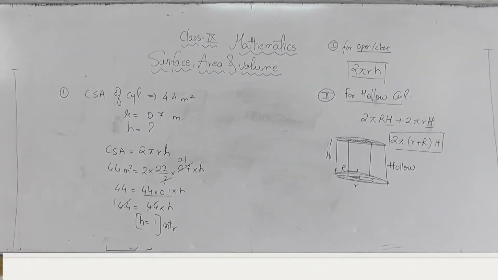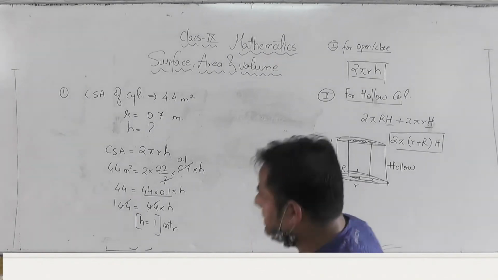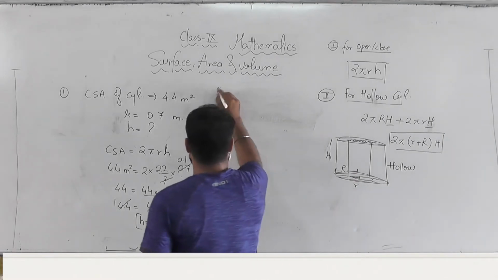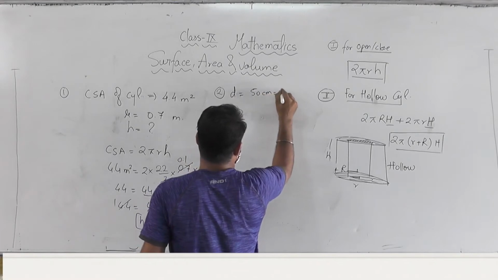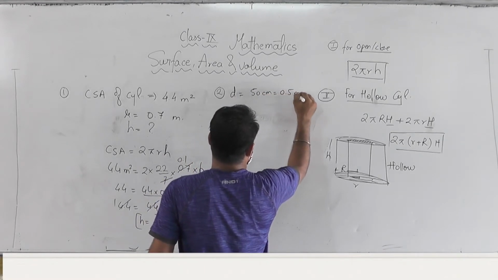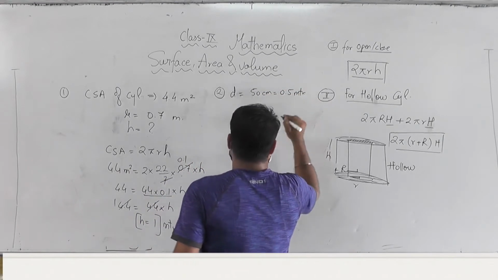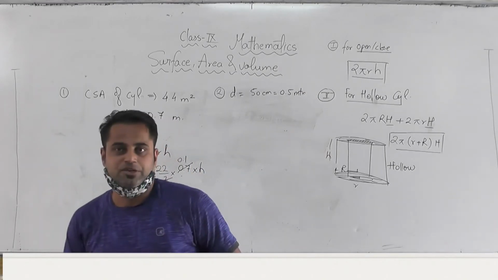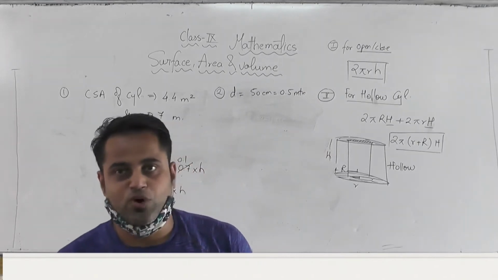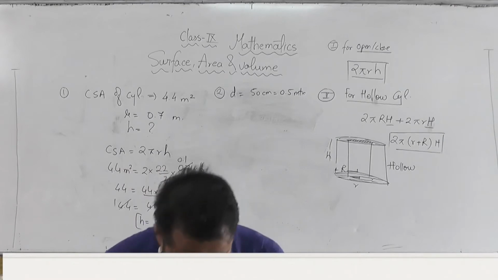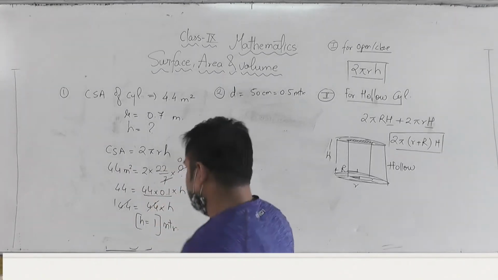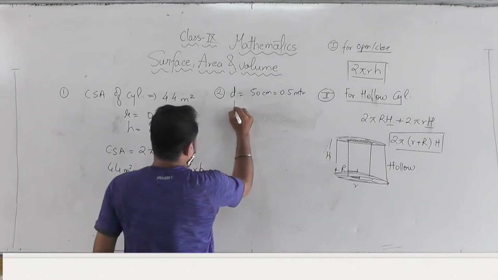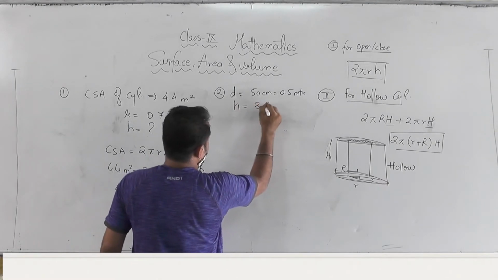A cylindrical pillar is 50 centimeter in diameter. In that question, the diameter is mentioned. So I am taking the diameter as 50 centimeter, or we can take it as 0.5 meter, since we all know that 100 centimeter is equivalent to 1 meter, so 50 centimeter is equivalent to 0.5 meter. The height of the pillar is 3.5 meter.